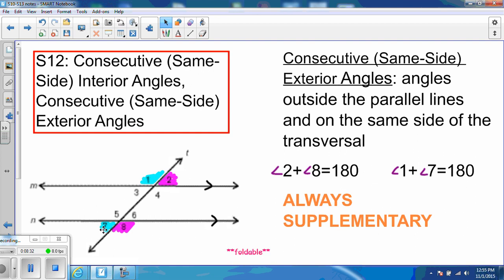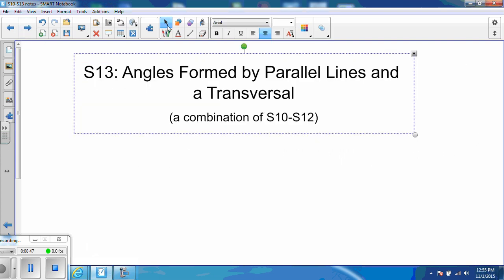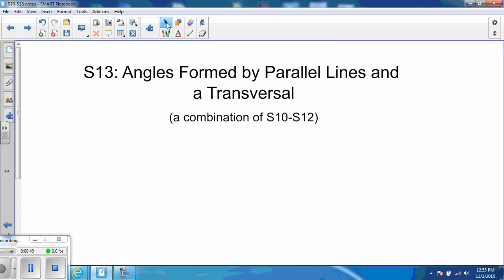Angle 1 and angle 7, if you add those together, those will always equal 180 as well. So same side exterior angles, they're both on the left side of the transversal now, and they're both outside of the parallel lines. Standard 13 is simply a combination of standards 10 through 12.